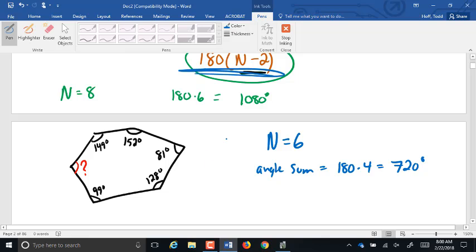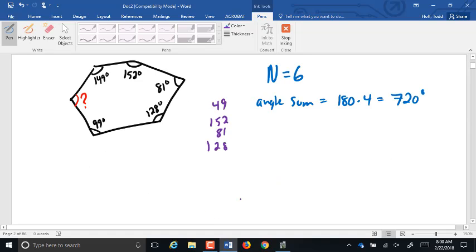Well, let's add up what's there. So yes, we're going to add up 149, 152, 81, 128, 99. Oops, come on now. Appears to be 609. So subtract 609 degrees, there's 111 degrees left. So that must be 111 degrees. Not so bad. Oh, good.